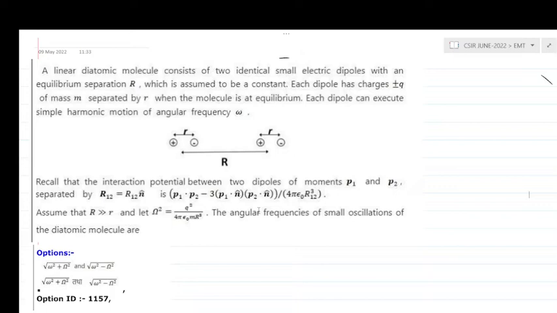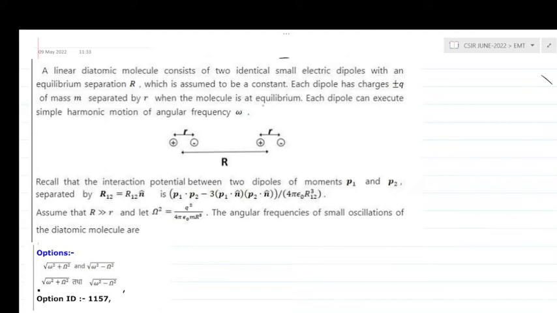Hello everyone. Let's solve one more question from EMT. The question is: a linear diatomic molecule consists of two identical small electric dipoles with an equilibrium separation R, which is assumed to be constant. Each dipole has a charge plus minus q of mass m separated by distance r. Here, see two dipoles.